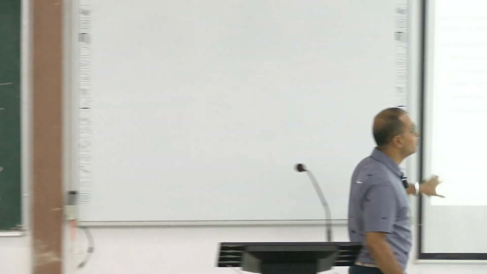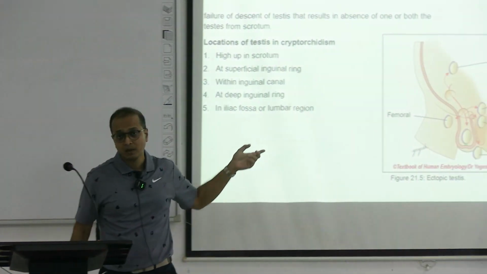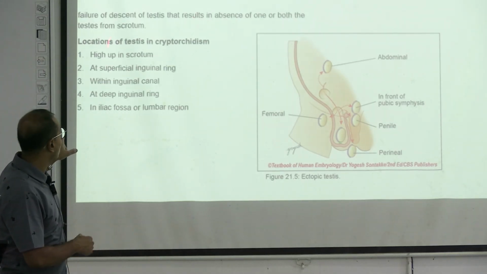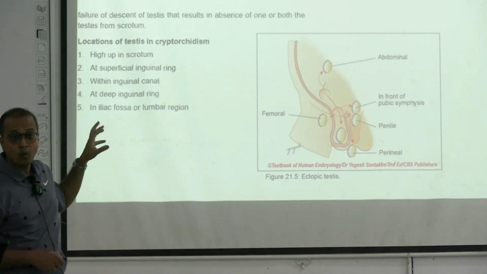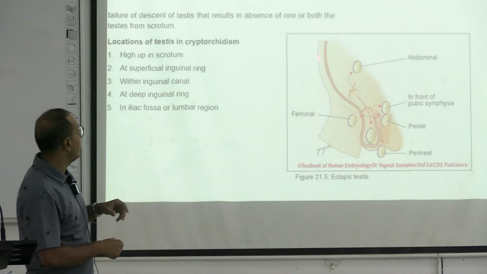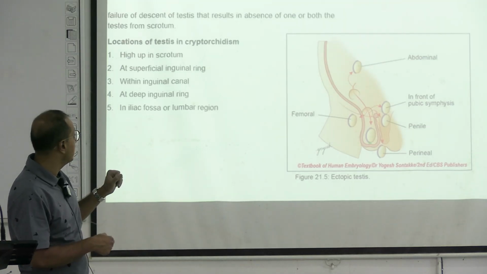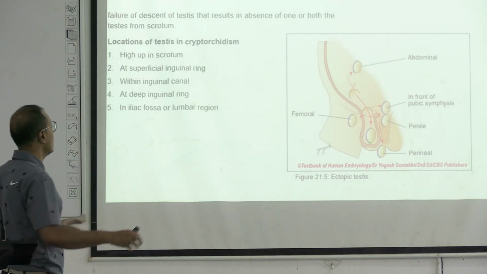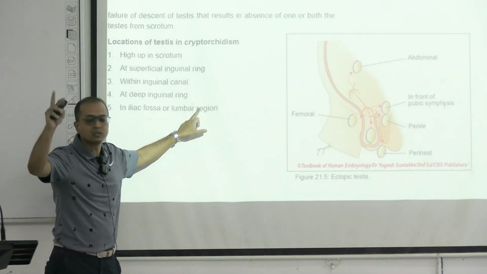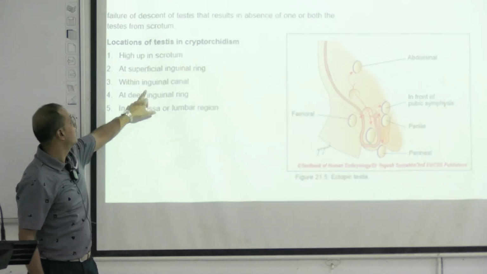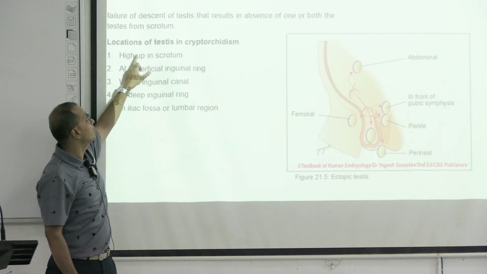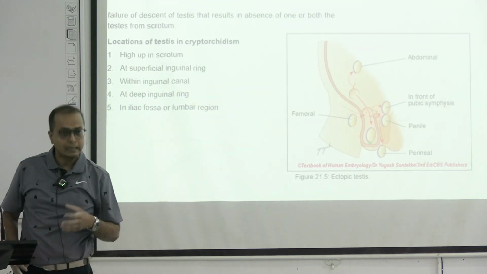More importantly, you have to know undescended testis, cryptorchism. You have to know the definition of it and the locations of cryptorchism. That means where the testicle may be arrested or slowed in its normal course. It could be in the lumbar region, not having moved at all from where it is produced. It could be at the deep ring, within the canal, at the superficial ring, or high up in the scrotum. These are the normal positions of the testicles.